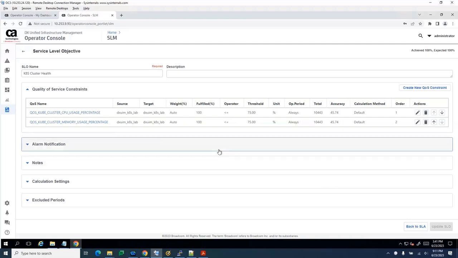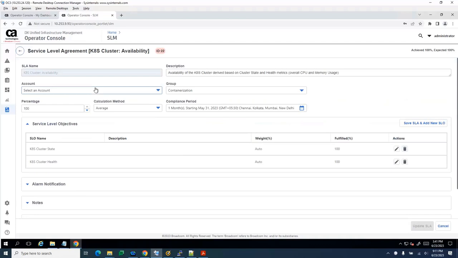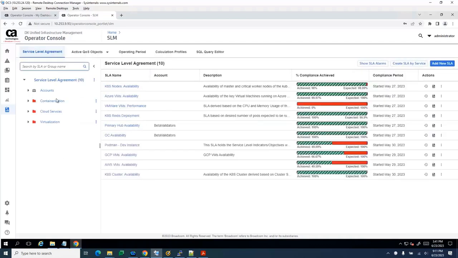But what is important is we are collecting these granular metrics, right? And it's up to the Kubernetes administrators how they can converge these granular metrics into service level objectives and then group them under a service level agreement. This is how multiple SLAs can be created.